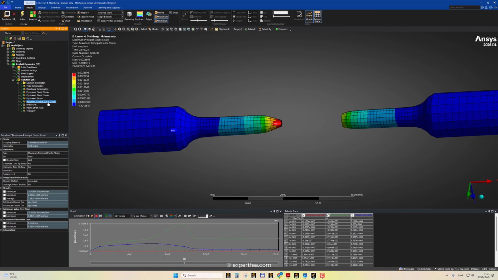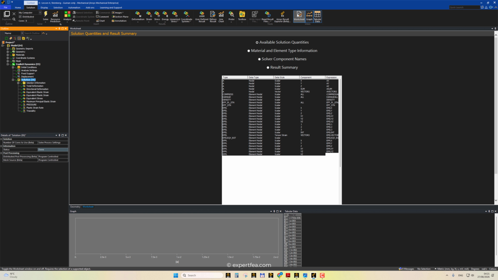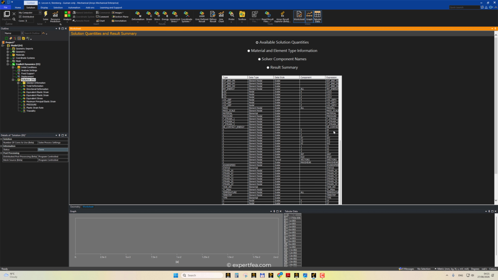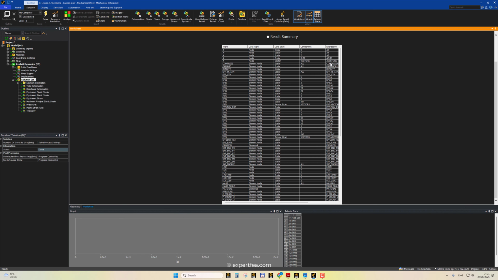Elastic strain again, maximum principal elastic strain. Then here, remember this is the hydrostatic pressure, which is a compression, all right? So negative of hydrostatic pressure is tension, is extension. Positive is compression and negative is extension or tension. You can insert this hydrostatic pressure from the worksheet, and you have pressure somewhere here. Right click, create user defined result. This is the hydrostatic pressure.